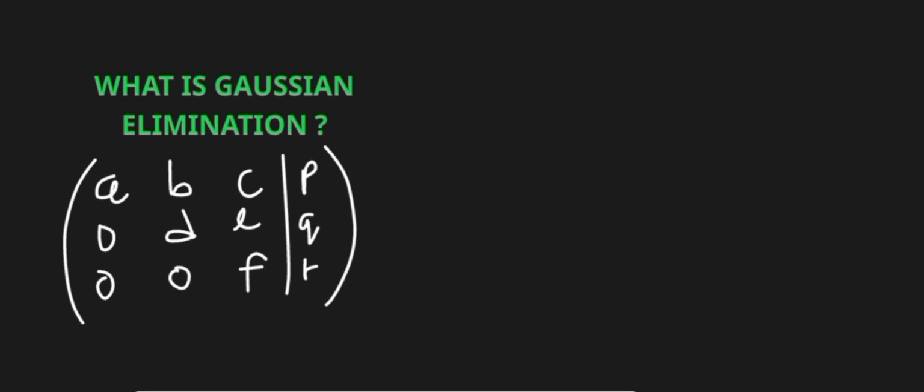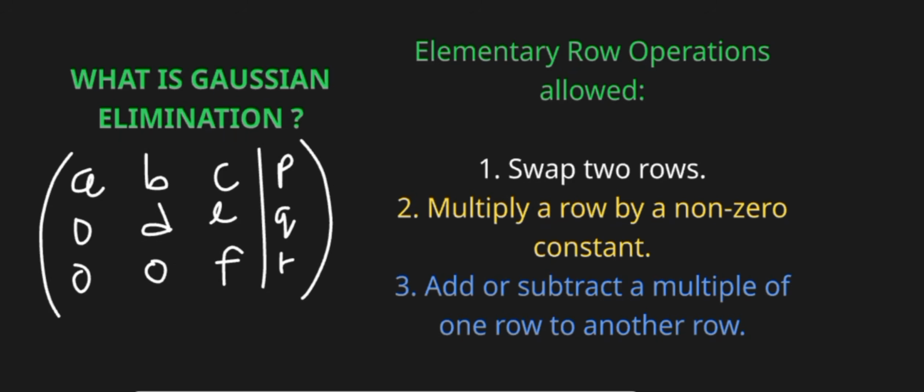And what are the elementary row operations that are allowed when using the Gaussian elimination method? One, two rows can be swapped. We can multiply a row by a non-zero constant, and we can add or subtract a multiple of one row to another row. Now let us solve the given equations by using the Gaussian elimination method.